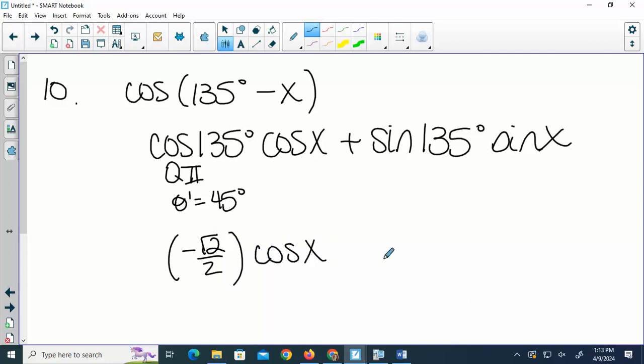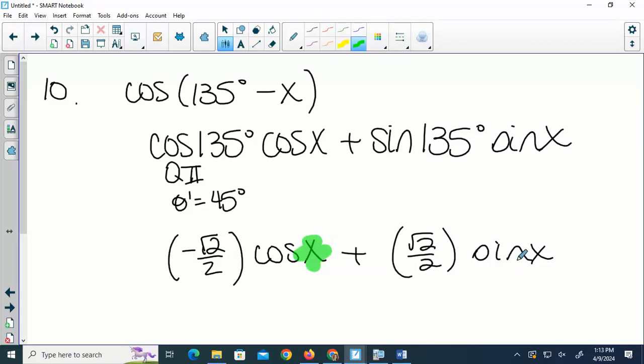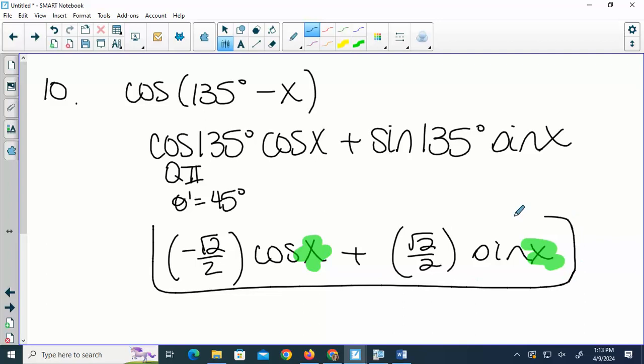And we can't do cosine x. In quadrant 2, is sine positive or negative? Positive. And the sine of 45? Also radical 2 over 2. The directions said to write it with only x as the argument. That means any trig functions you have left have to have just a plain x, nothing added or subtracted. So that's as far as we can go.